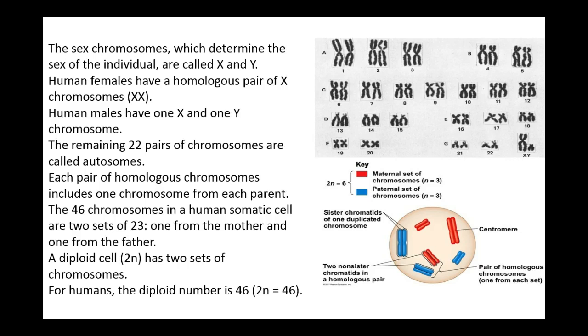Sex chromosomes are different. Those were the soma chromosomes we're talking about. They're going to determine the sex of the individual, and are called X and Y. Females are going to have a homologous pair of XX, males XY. The remaining 22 are called autosomes, and I think we're going to have to leave it there and pick it up on the next one.